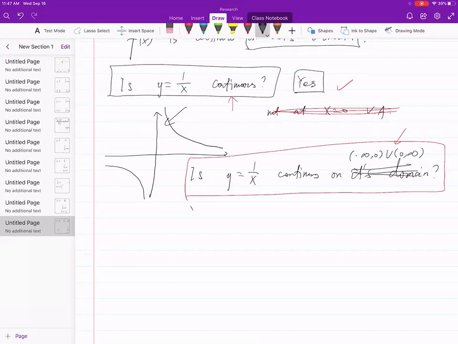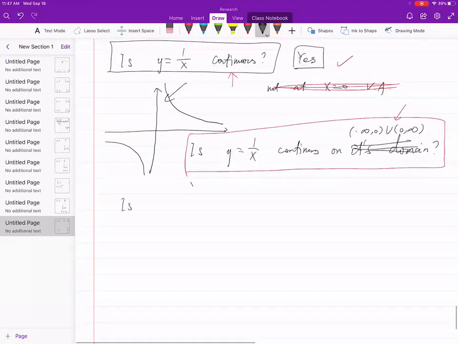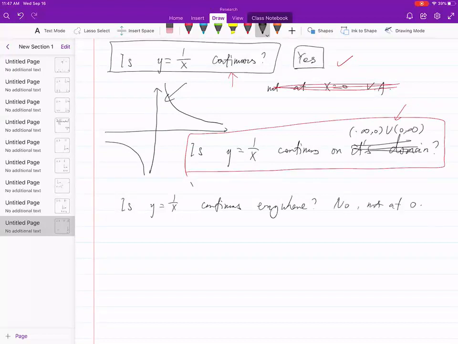So if you want to differentiate it, it's the difference between asking: is y equals 1 over x continuous everywhere? The answer is no, not at 0. Is y equals 1 over x continuous everywhere in its domain? The answer is yes, because 0 is not in the domain. Try to see the difference.